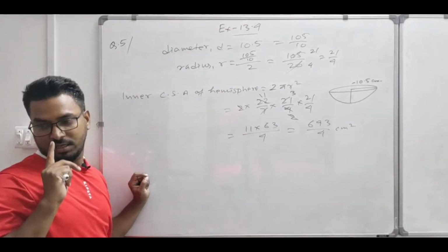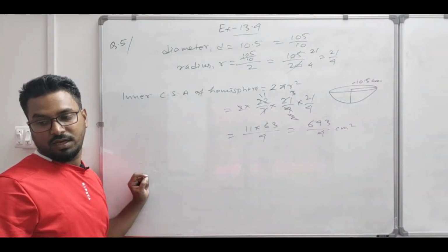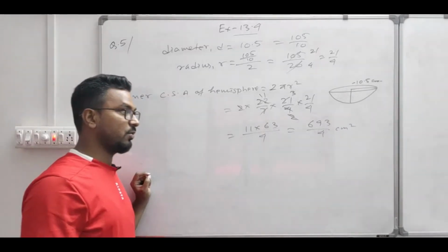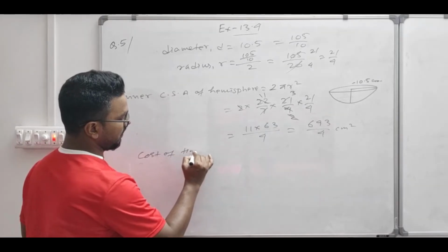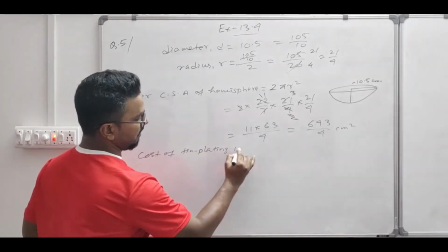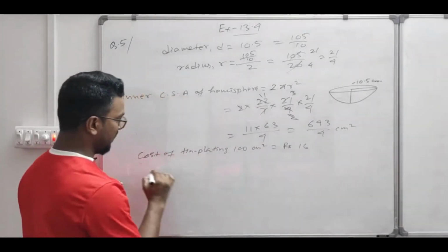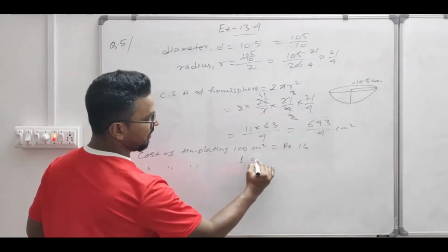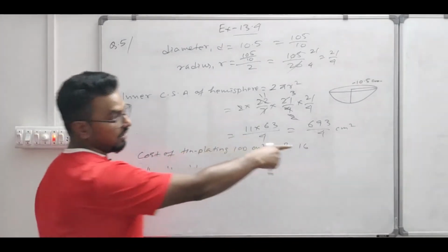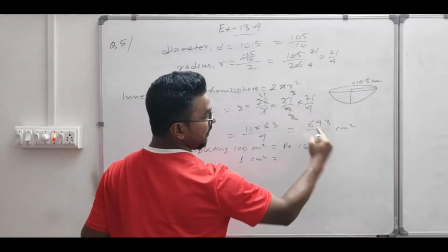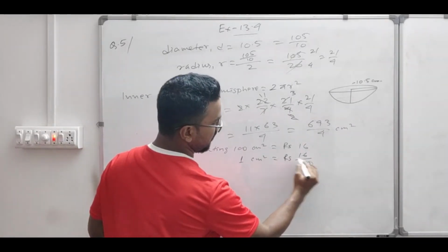Now here it is saying to find the cost of tin plating it on the inside at the rate of rupees 16 per 100 centimeter square. So cost of tin plating 100 centimeter square is rupees how much? 16. Cost of tin plating 1 centimeter square, we have to find. Then only we can find the cost of 693 by 4 centimeter square. So cost of 1 will become rupees 16 by 100.